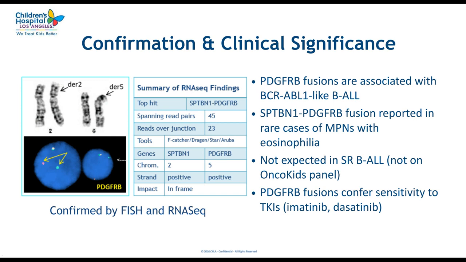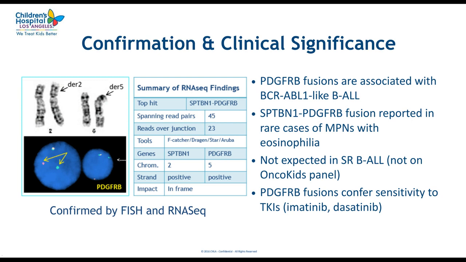So we obviously wanted to confirm that the fusion was real. We have a FISH probe for PDGFRB, which clearly showed that there was a PDGFRB rearrangement. And since we are validating RNA-seq for fusion detection, we were able to run the sample by RNA-seq, and that also confirmed the presence of the fusion.